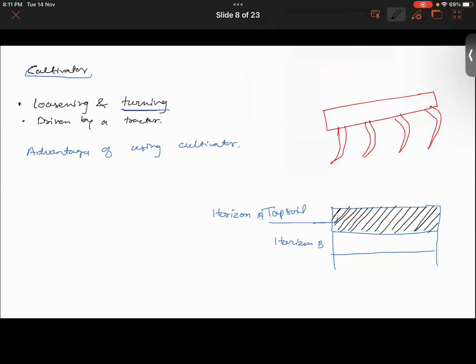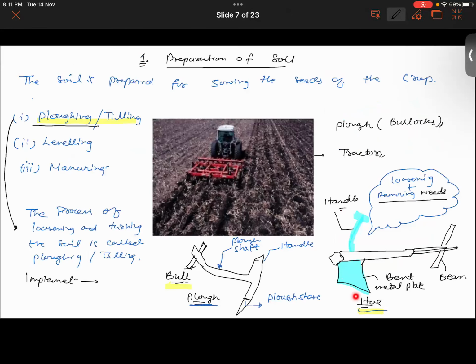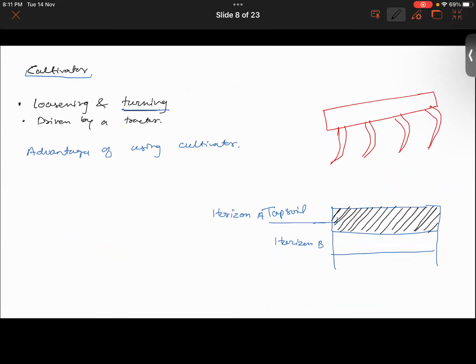Like, it is being pulled by a tractor, while the plough or a hoe is pulled by animals. So which one is more efficient? Obviously. Which one is more efficient? Tractors. Cultivators. No, cultivators. Okay. Is there any other point you would like to add, Arham?